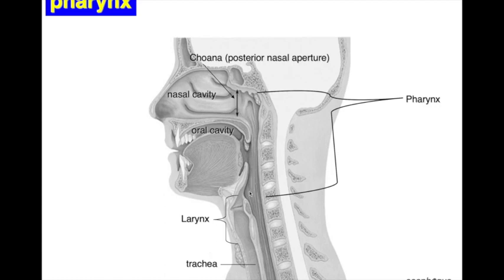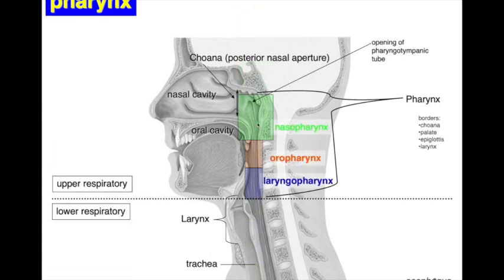And the pharynx travels all the way down here to just below the larynx. It's divided into 3 spaces depending on what other cavity you're next to. So you can see that behind the nasal cavity, we call it the nasopharynx. Behind the oral cavity, we call it the oropharynx. And behind the larynx, we call it the laryngopharynx. And at this point, as I said earlier, the oropharynx and the laryngopharynx, you're carrying both food and air. So you're respiratory and digestive, mixed area here.